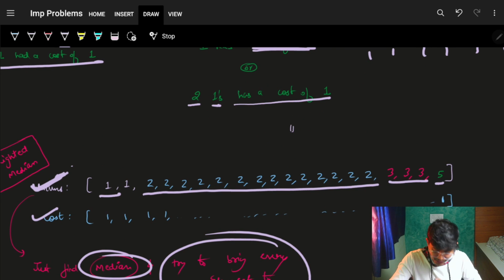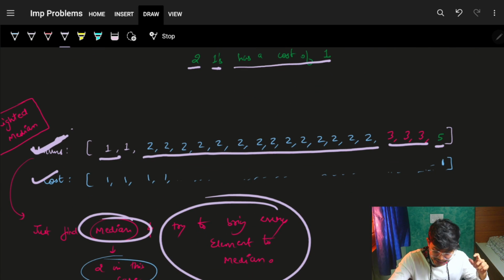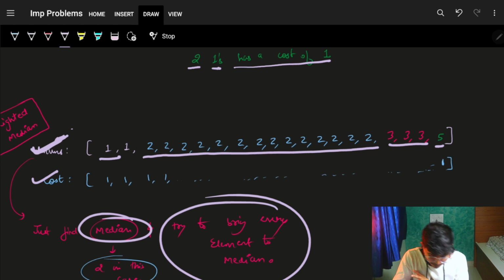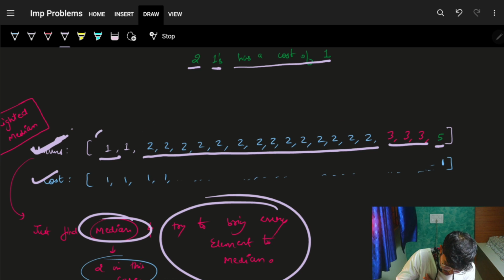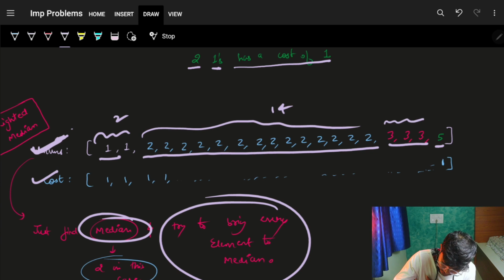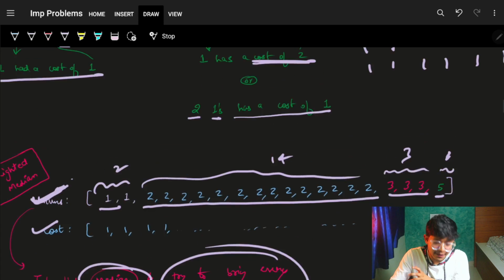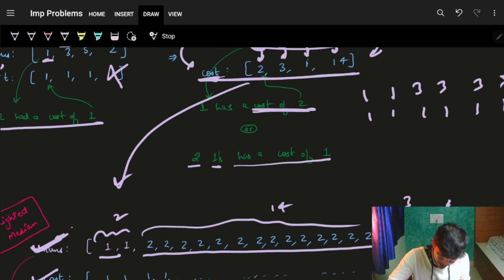Why do you transform this into this nums? Because you want to find the median, right? You can find the median by just knowing the frequency also. You just need the frequency of 1 is 2, the frequency of 2 is 14, the frequency of 3 is 3, the frequency of 5 is 1, and it is exactly the same as the cost.